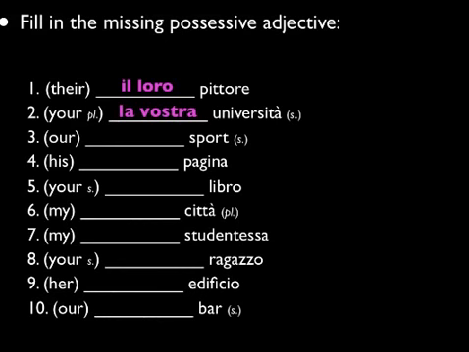Okay, let's get going here with number 3. For sport singular, lo sport, it would become il nostro sport. When I say our sport, il nostro sport. Number 4, pagina, his page. La sua pagina. Libro, in the your singular, is il tuo libro. And città, with a nod back to number 2, città, another invariable. This one's in the plural, and maybe you thought it was la mia città, but because it's plural, you need to go to the feminine plurals, and this one would be le mie città.